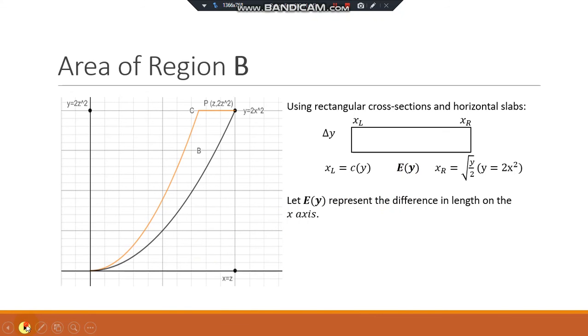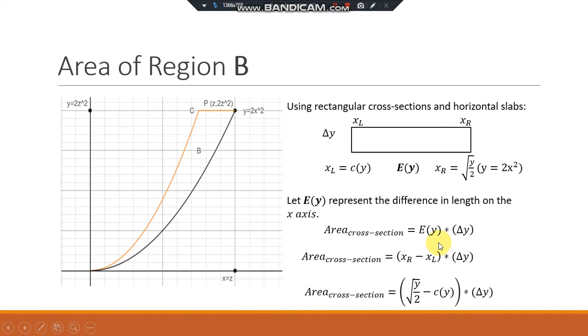So the area is just the length times the width, which is e of y times dy, also represented by x right minus x left times the change in y. So the final area of the slab in region B is square root of y over 2 minus c of y times the change in width, which is delta y.